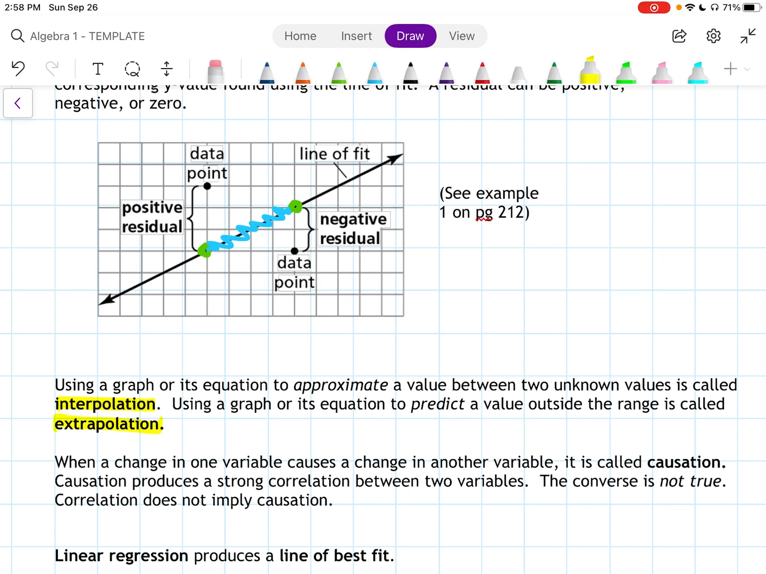Extrapolation is whenever we use them to predict. So we've got those two green points there. If we were to predict what it does out here, that would be using extrapolation, because that's after our data points. That's after the data points that we've seen.